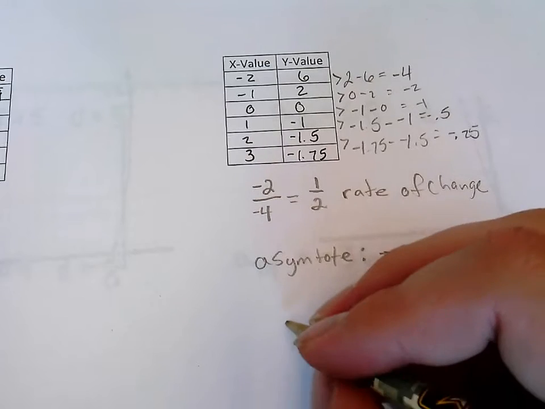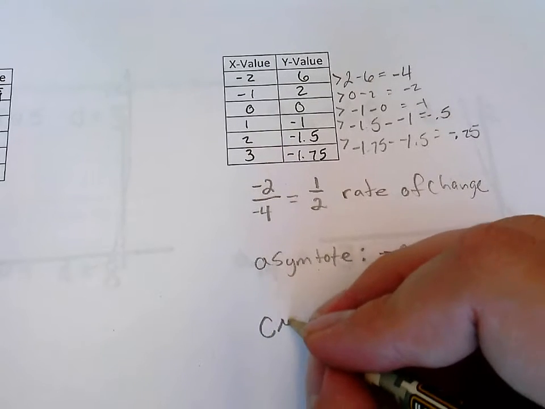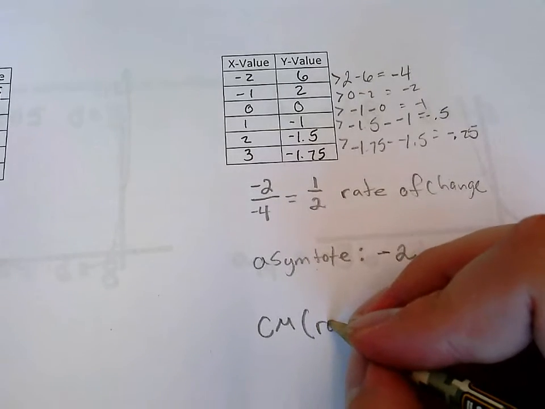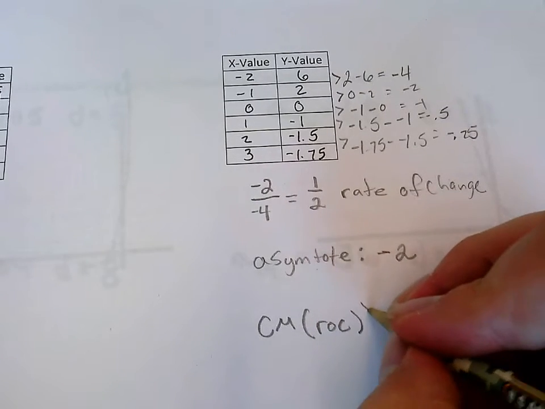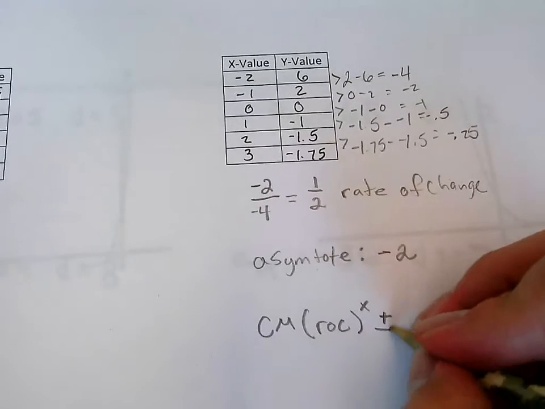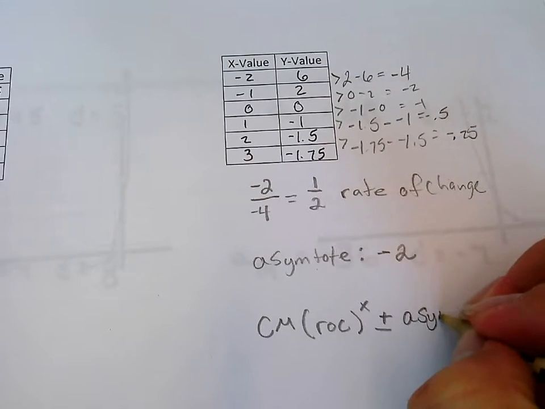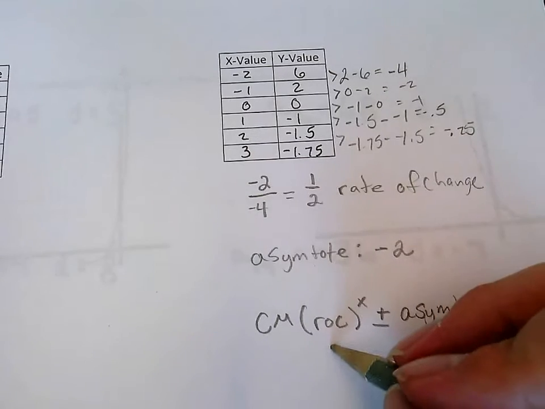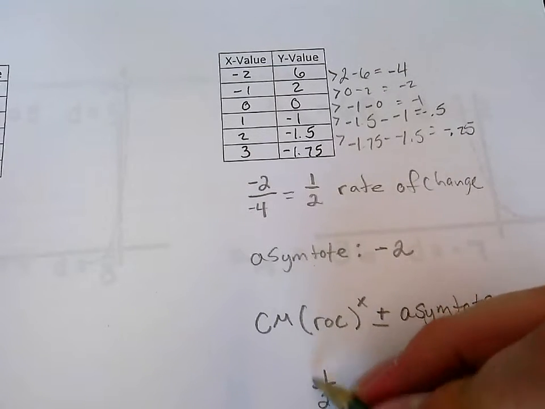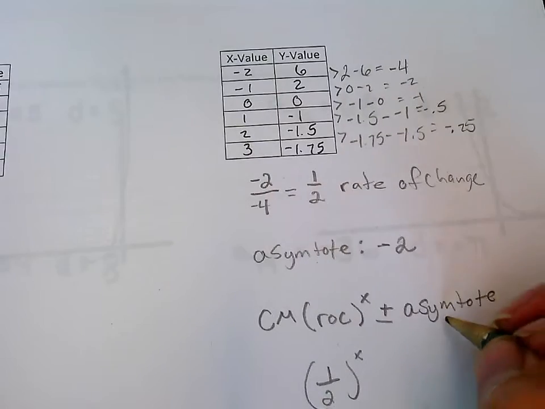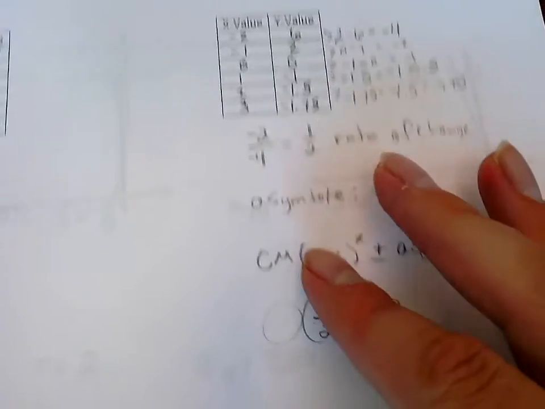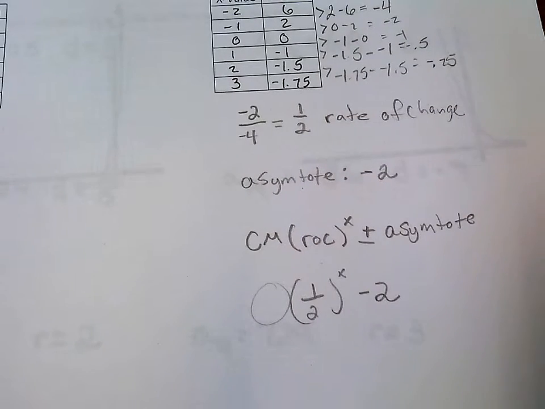Our last step is to plug it into the formula that we know. There's something called a constant multiplier. And then there's the rate of change, which is what we've already found, to the x power. We're going to add or subtract whatever the asymptote is. Okay? Now, I know my rate of change is 1/2. I know my asymptote is minus 2. So the only thing I need to find is this thing right here, my constant multiplier.